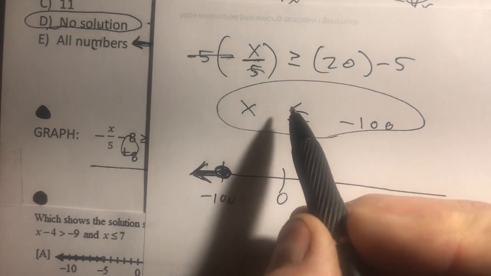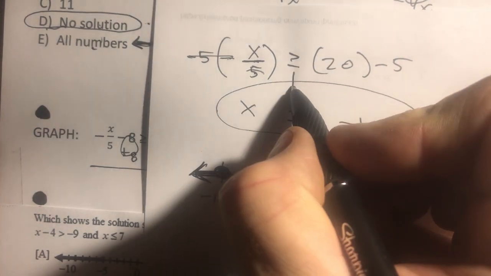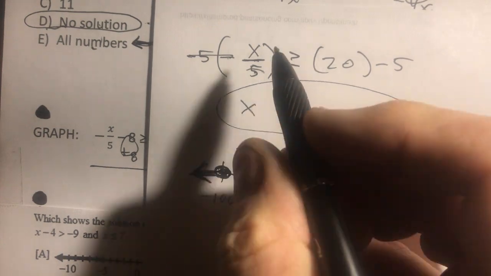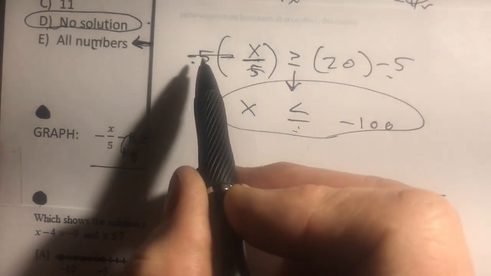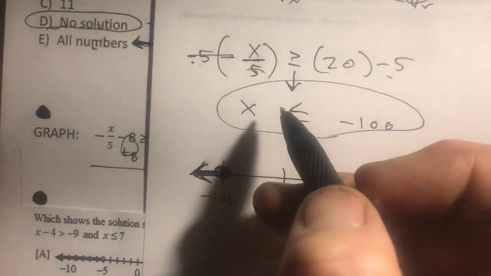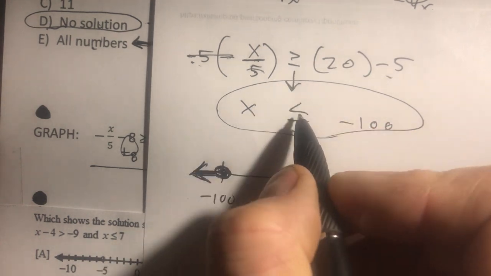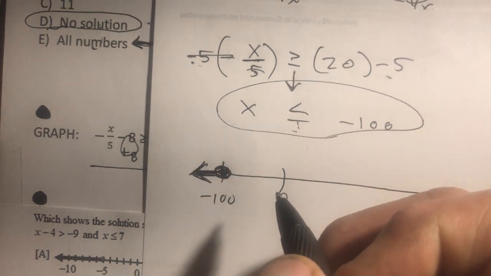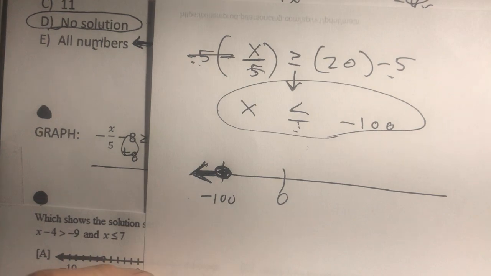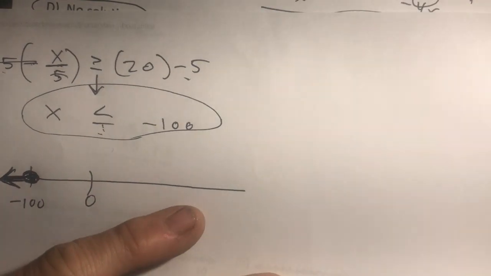But here's the key, where people are going to miss this, is right here. When I multiply both sides by a negative, or if I divide both sides by a negative, it's going to flip this inequality the other way. I can show you that real quickly.